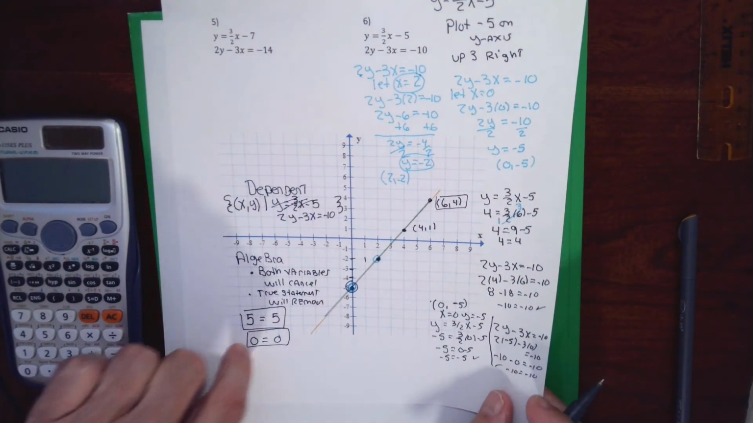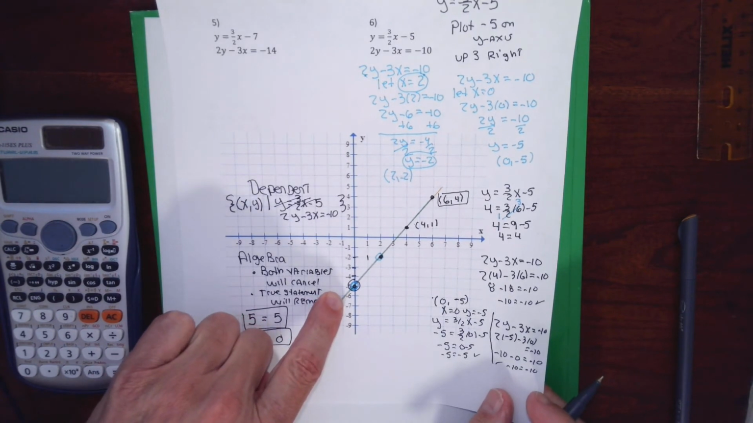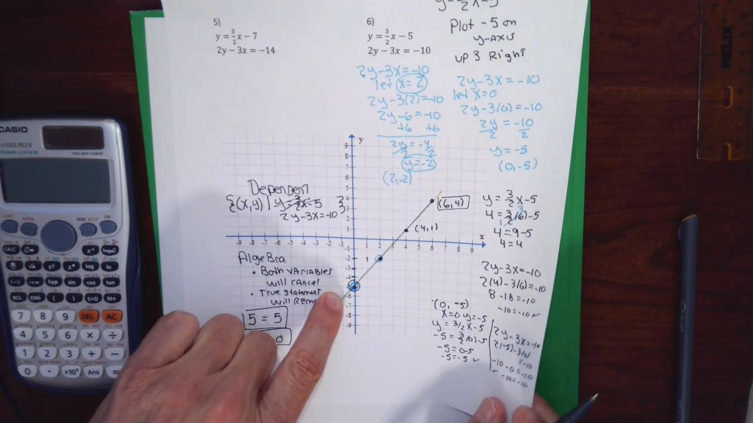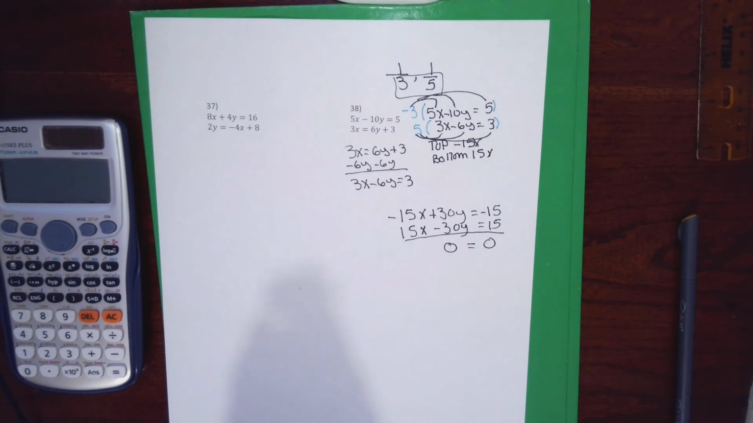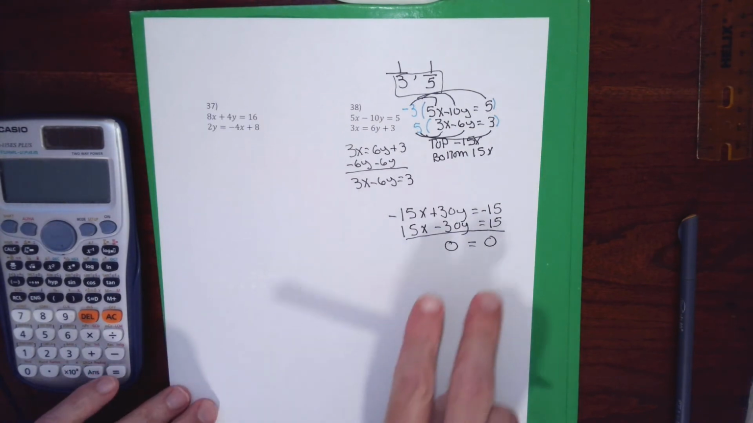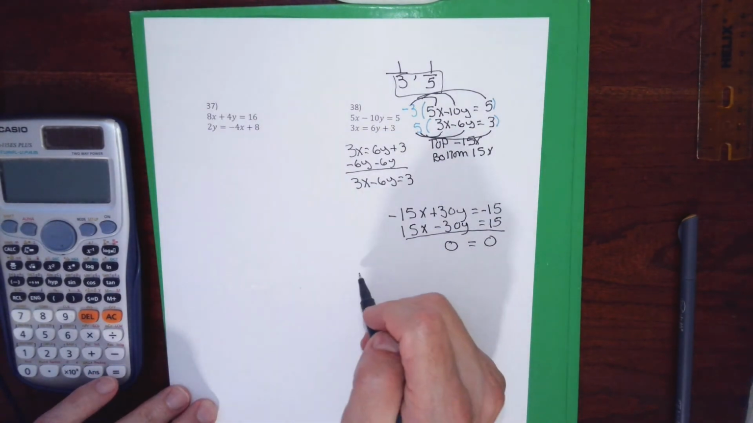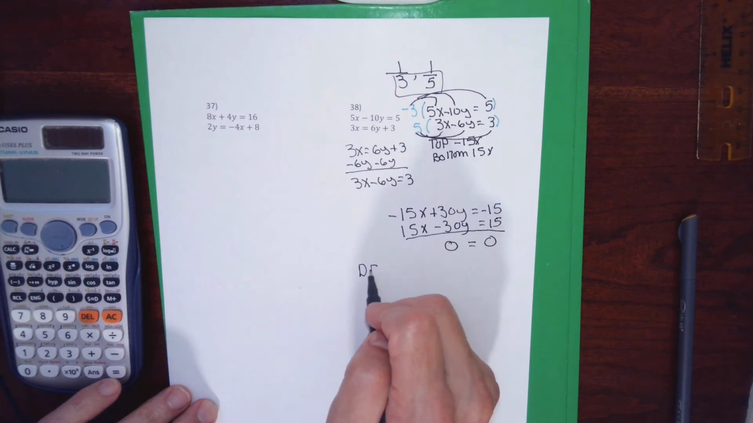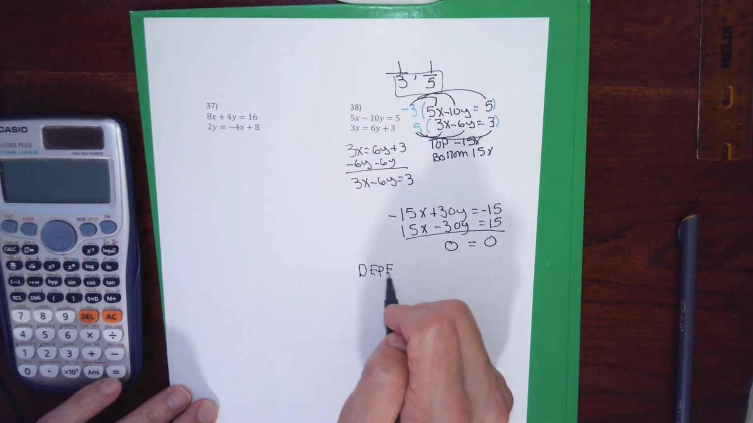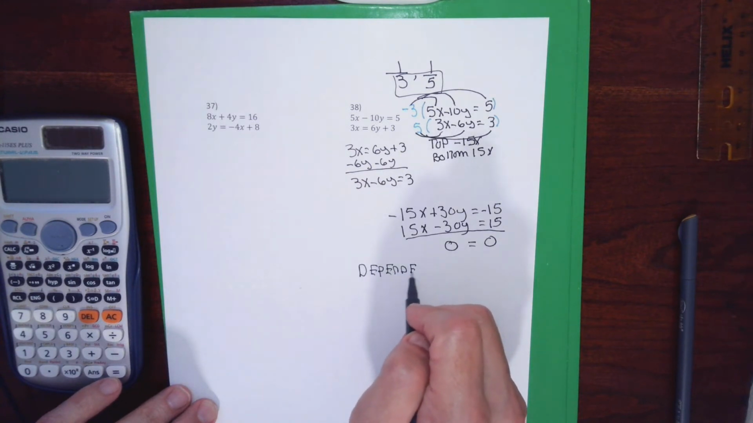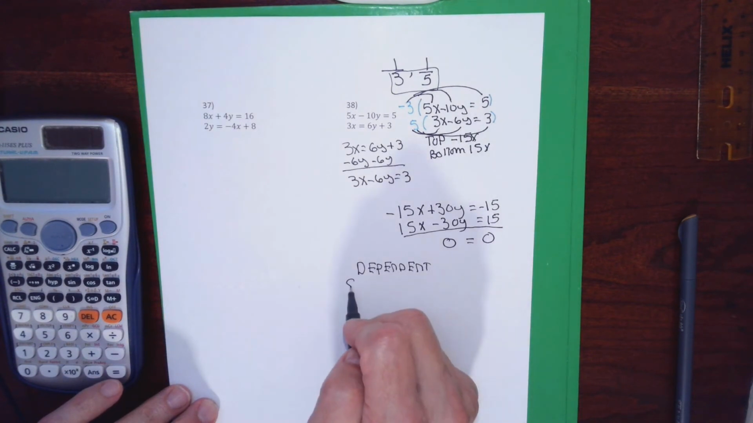When you get this lovely 0 equal to 0, this means these graphs are dependent. They would graph to be the same line. And I write my answer with that fancy set builder notation. So if the variables drop out and you get a true statement, it means if you took the time to graph them, the graphs would be on top of each other.